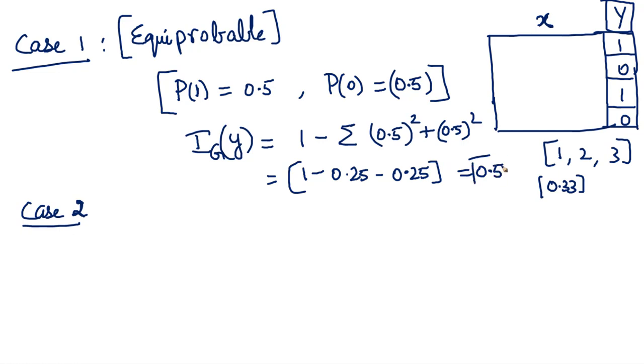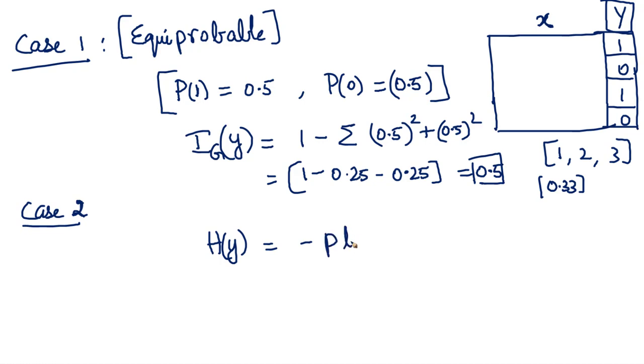0.5. So this is the maximum value. The maximum value of Gini impurity that it can reach is 0.5. On the other hand, in a similar situation, the maximum value that entropy, H of Y, would reach, let's calculate it.